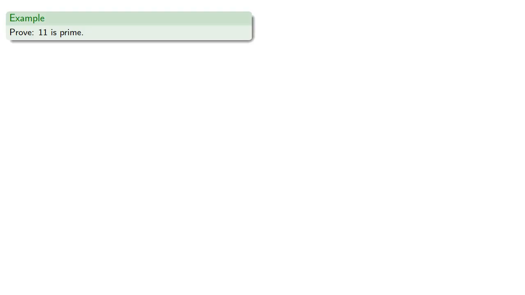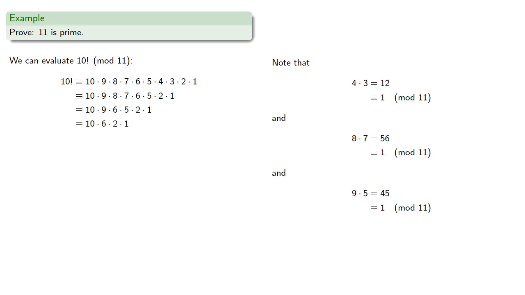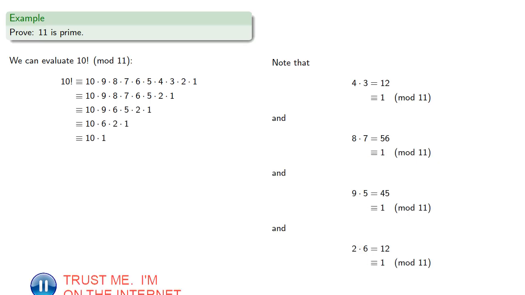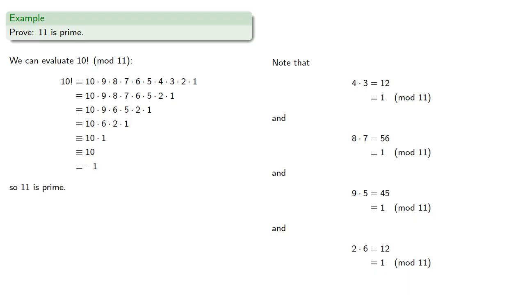So let's try to prove 11 is prime. To prove 11 is prime, we'll evaluate 11 minus 1, 10 factorial, and we can pair factors that multiply to 12 because that's 1 mod 11. So 4 and 3, those could be replaced with 1. 8 and 7 could be replaced with 1. 9 and 5, and 2 and 6. And so 10 factorial is 10, but mod 11, that's the same as negative 1, and so that proves 11 is prime.